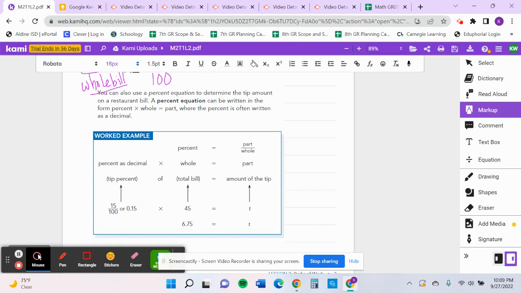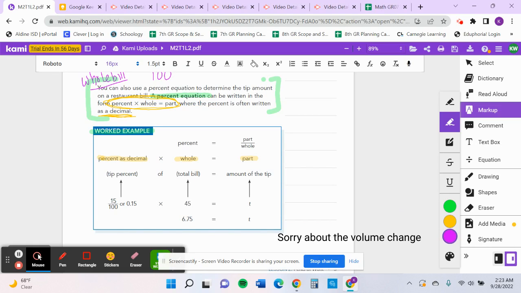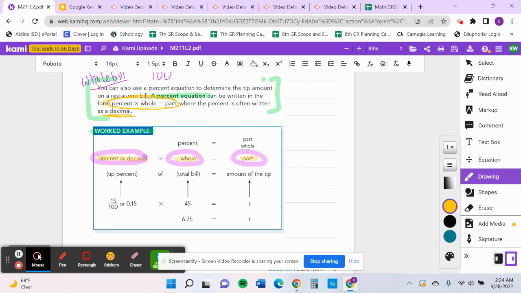Alrighty, moving on. Now to learn about this percent equation. Go ahead and read this paragraph here, and then we will talk about the worked example. Pause here. So as you can see, the percent equation is written as the percent times the whole is equal to the part. One very important thing to note is that the percent should always be written as a fraction or a decimal when you're plugging your number into the equation.